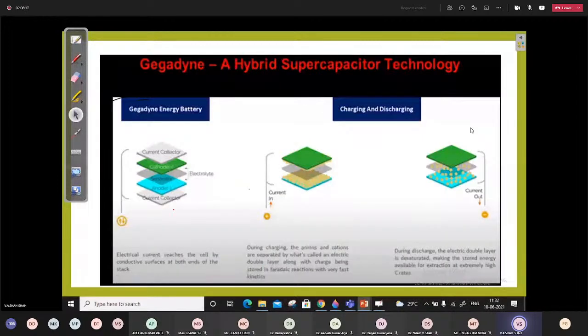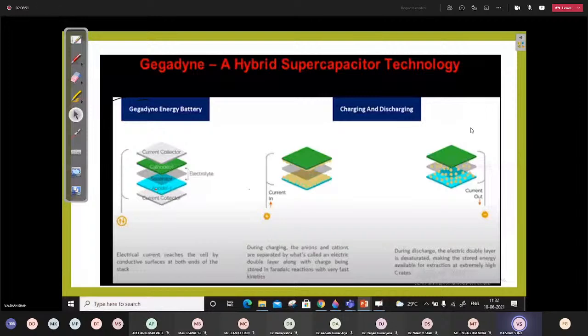And these two are the current collectors. This is the anode and cathode. The cathode is from the battery material, the anode is from the supercapacitor material, and in between you have the electrolyte. And this electrical current reaches the cell by a conductive surface at both ends of the stack, because this is the double layer electrode as anode and battery as cathode. The way the current is in, it can get charged, and when current is out, that means it can discharge.